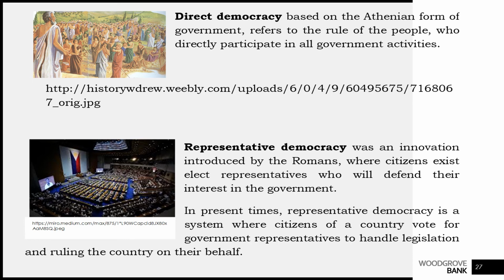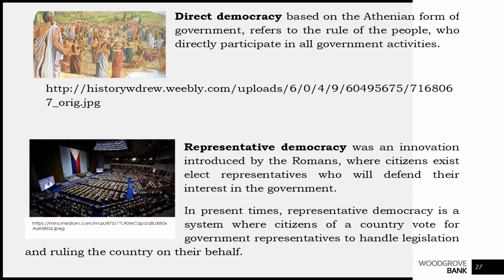Next one, direct democracy is based on the Athenian form of government. It refers to the rule of the people who directly participate in all government activities. So this is the kind of government during the Greek time, the Athenian form of government, meaning there is direct participation in the government activities. So they decide it in a crowd meeting, in a group meeting.